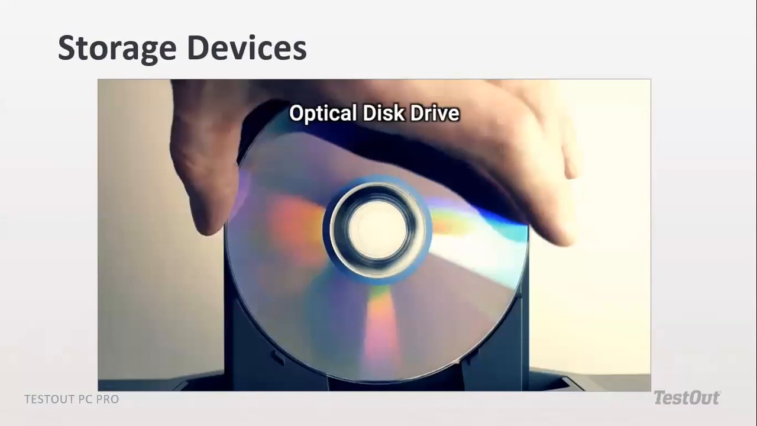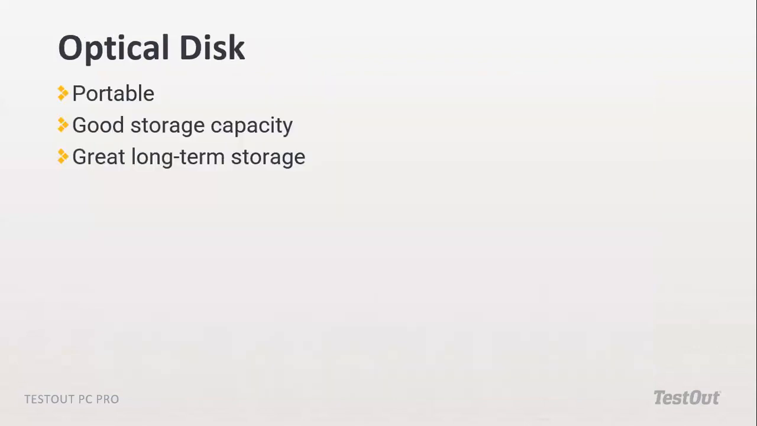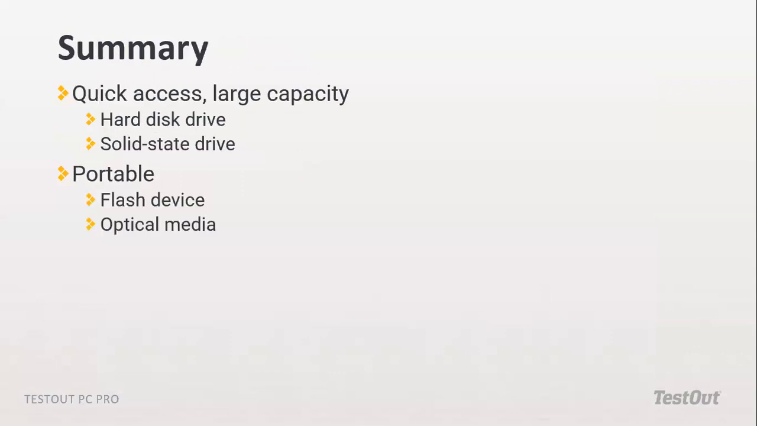Next, we have optical disk drives as storage devices. It is a category of storage devices that refers to circular devices with a reflective surface, where lasers are used to read and write data to and from the disk. The advantages of this type of drive are that it is portable, it has good storage capacity, and it is a great means to implement long-term storage.